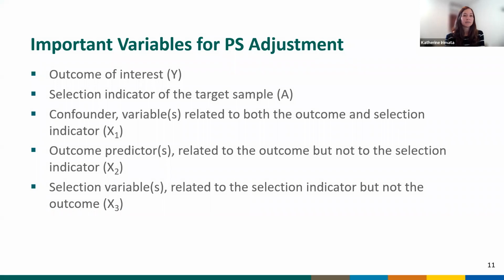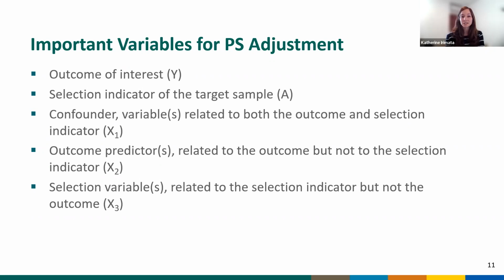So to get started, these are the variables that we'd be considering when we're thinking about performing a propensity score adjustment. So the first is our outcome of interest. This is important. What variable do we want to estimate the population mean for? For example, later we'll look at an example from RANDS with asthma. This may be our asthma outcome, like whether someone's ever been diagnosed with asthma.